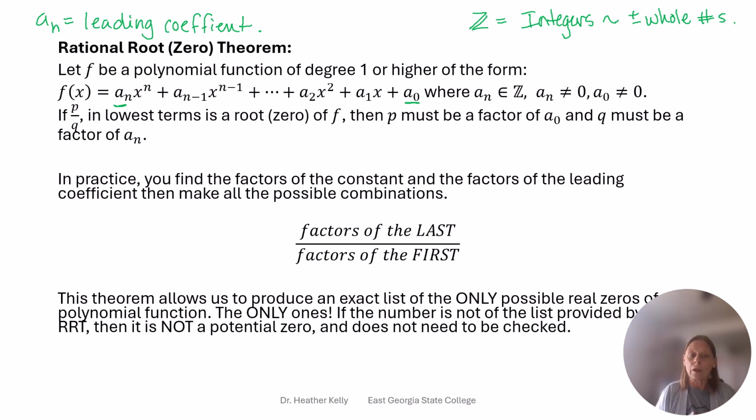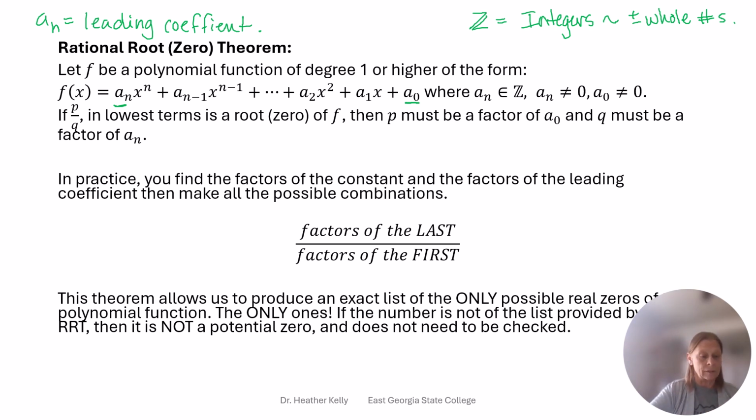Okay, so if it is not on the list, if you have a list and you think you want to try a number that's not on the list, don't waste your time. That's the really important part here, is that this really gives you the list of potential zeros. There will not be any beyond this option here.